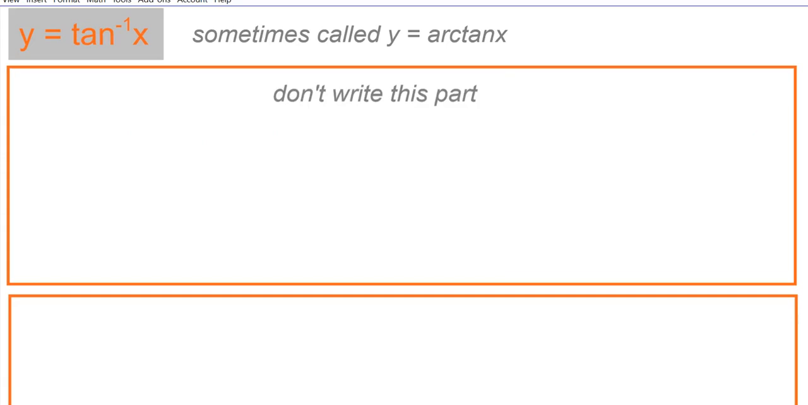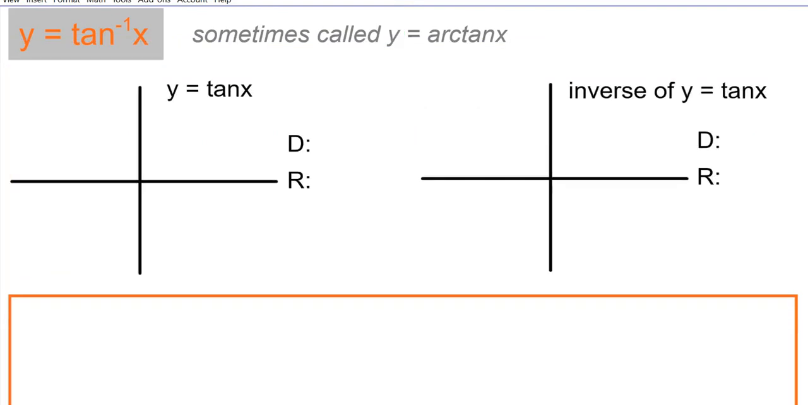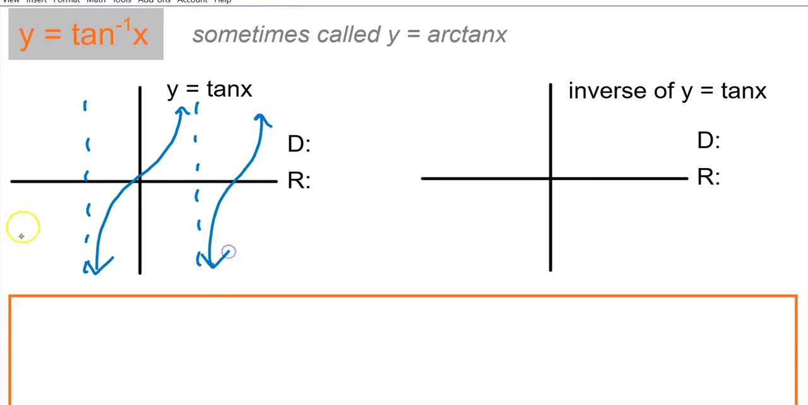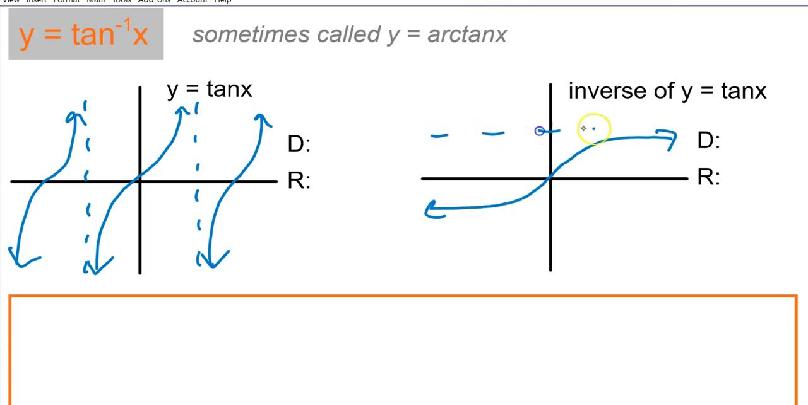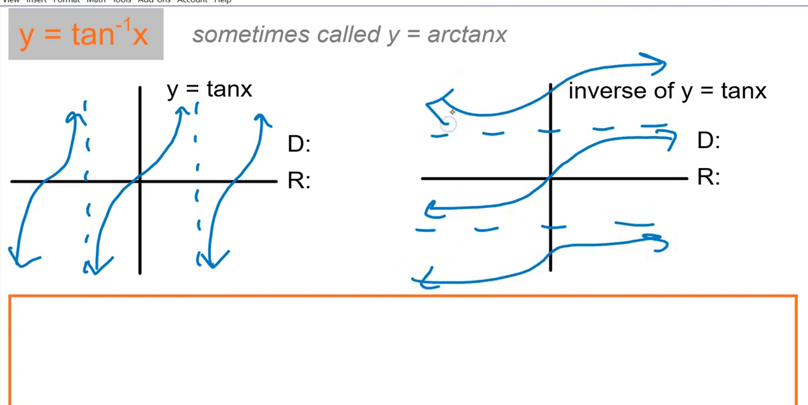Okay, so let's do the same thing for inverse tangent, sometimes called arctangent. Don't write the first part. Developing the idea. Remember the graph of y equals tangent of x. You've got things that look like this, infinitely many of them, so on and so forth. Well, if I was to take that and reflect it across the line y equals x, I would get something kind of like that, with another one, and infinitely many of those, and that's not a function.